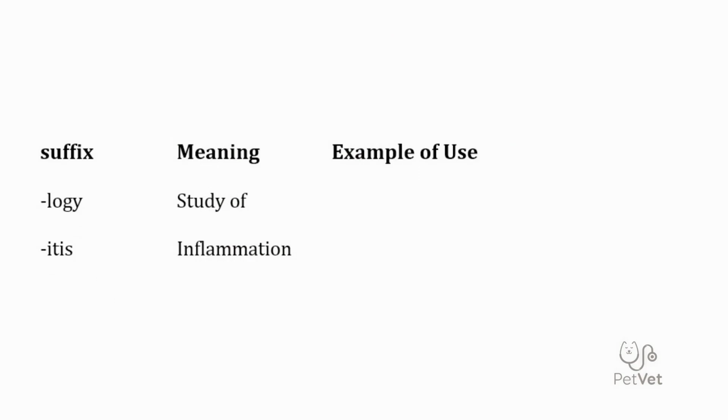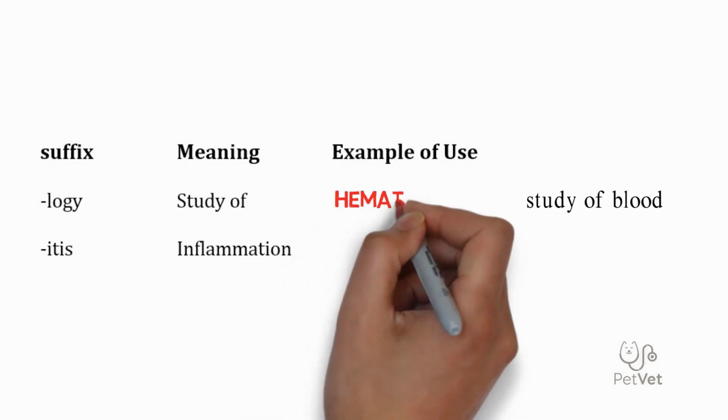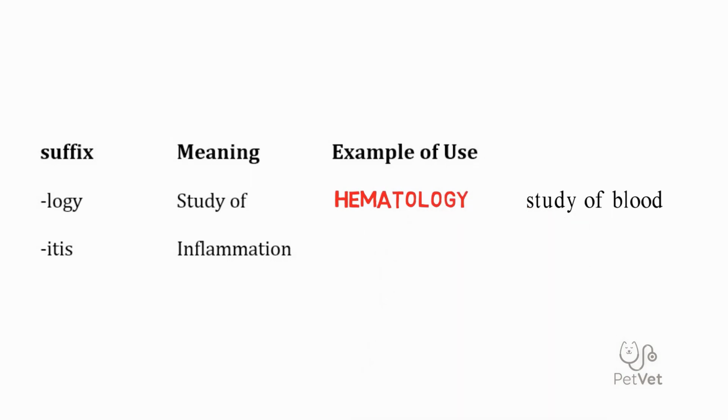As we mentioned before, the suffix logy means study of. For example, I want to talk about the study of blood. So I bind logy to hema, which means blood. That will give me the term hematology, study of blood. Itis is a suffix that means inflammation.